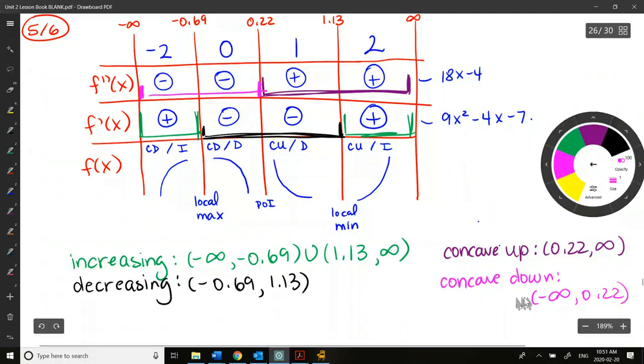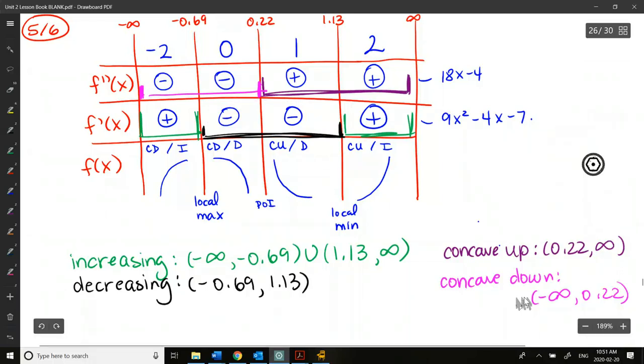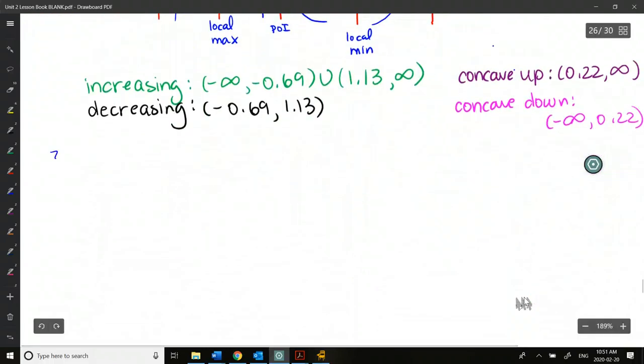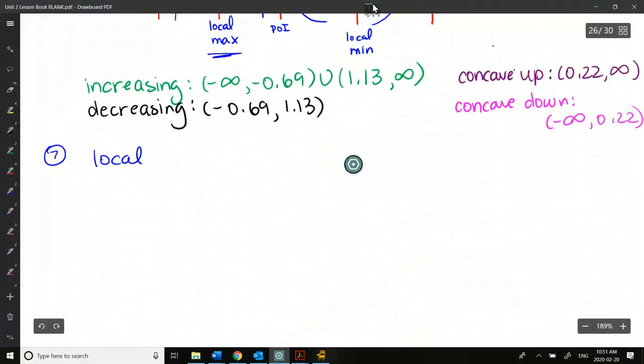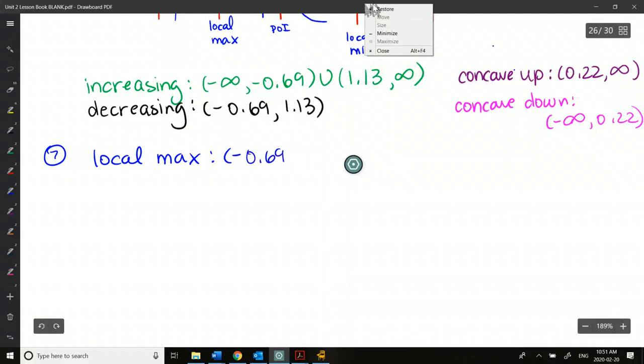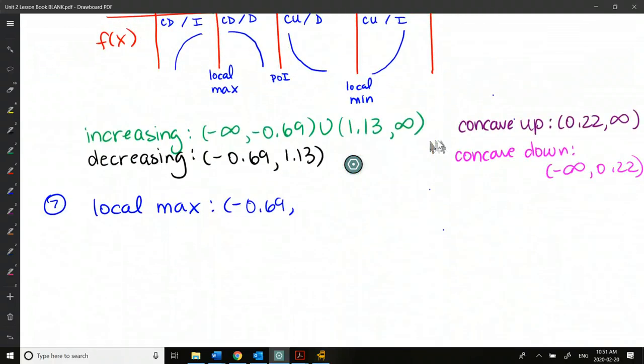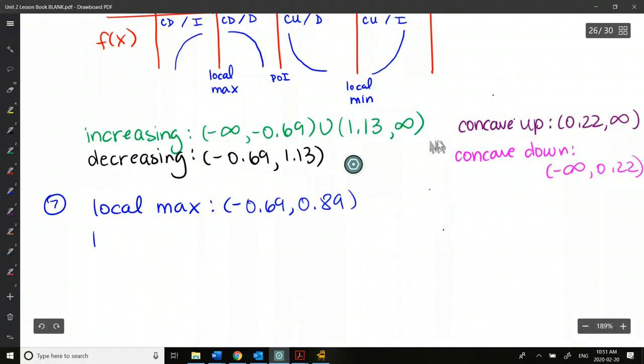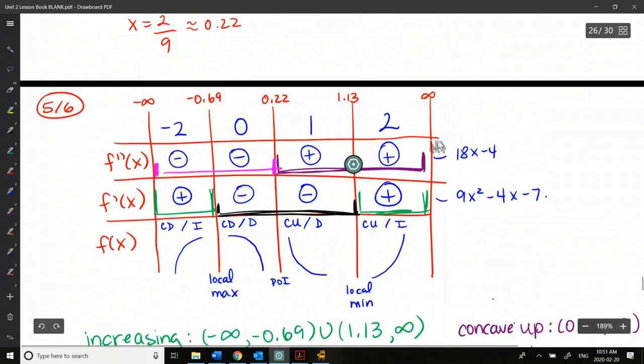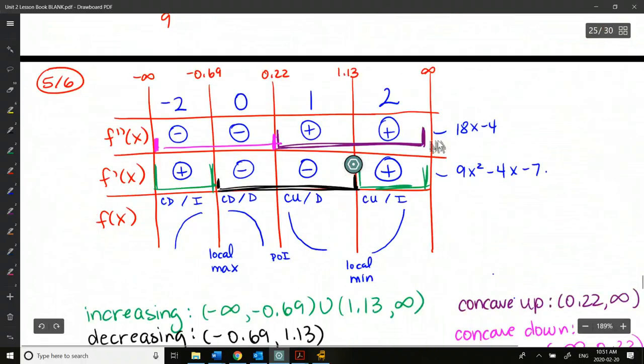Okay, part 7 wants us to just do a final list of local maxes, local mins, and points of inflection, just to write it out. So we kind of did that up here when we classified, but we have a local max at negative, what was it, 0.69, and what was our y coordinate there? 0.89? Okay, perfect. We have a local min at the other point, so that was 1.13 and negative 8.14.